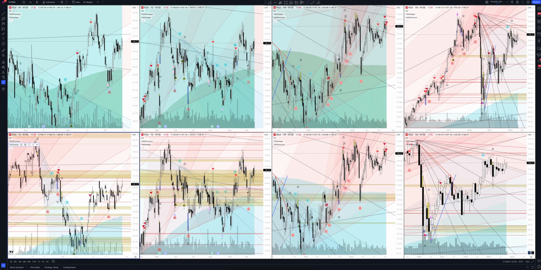Today we will take a look at Reinsurance Group of America stock. Let's analyze the market situation and find out how you can make money on it. Let's start.